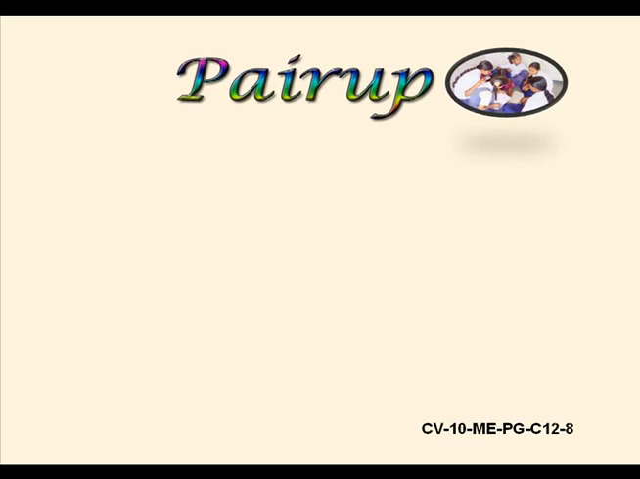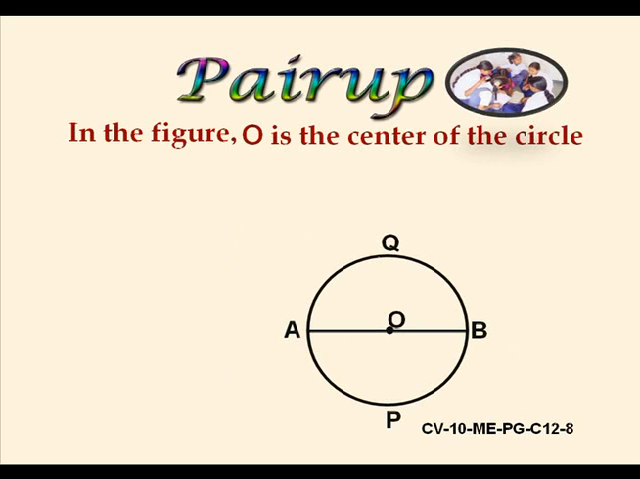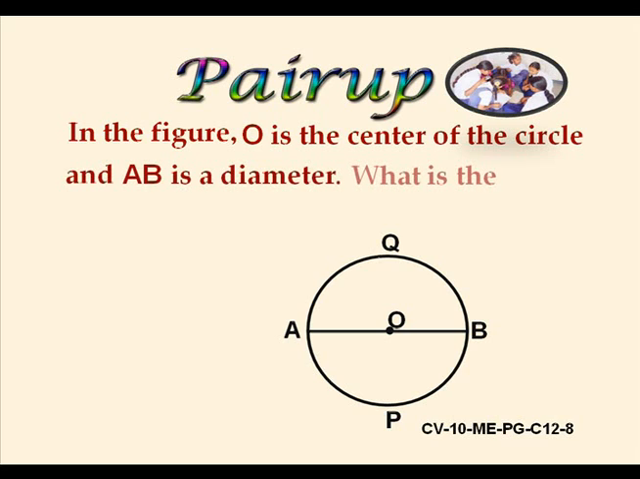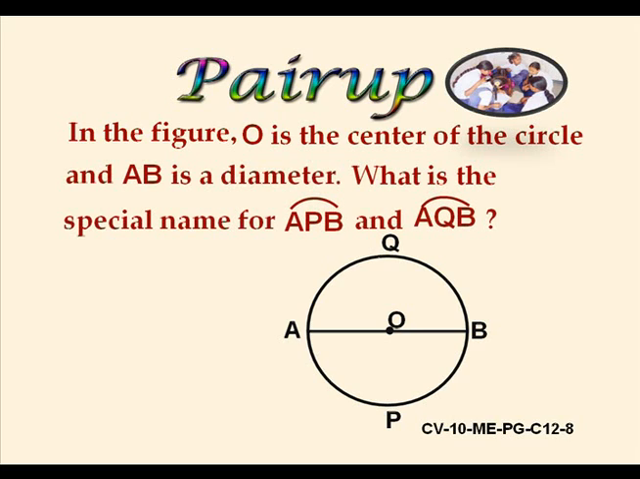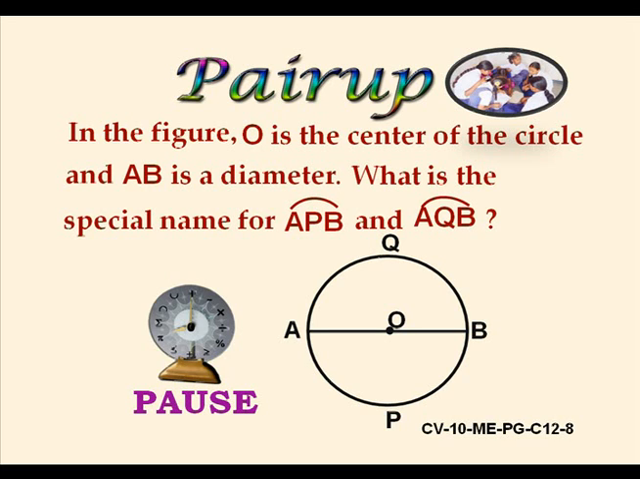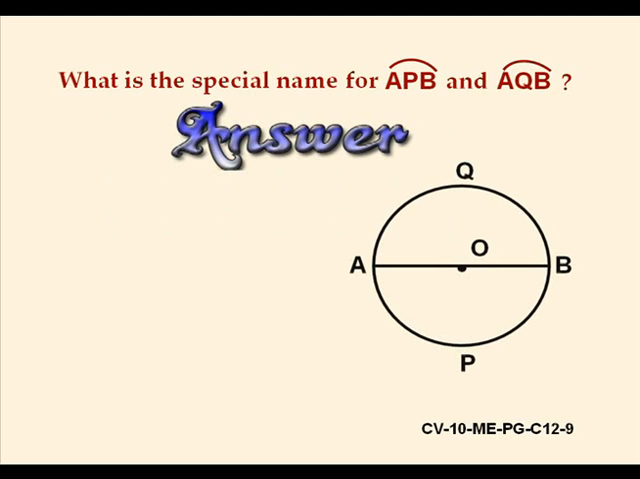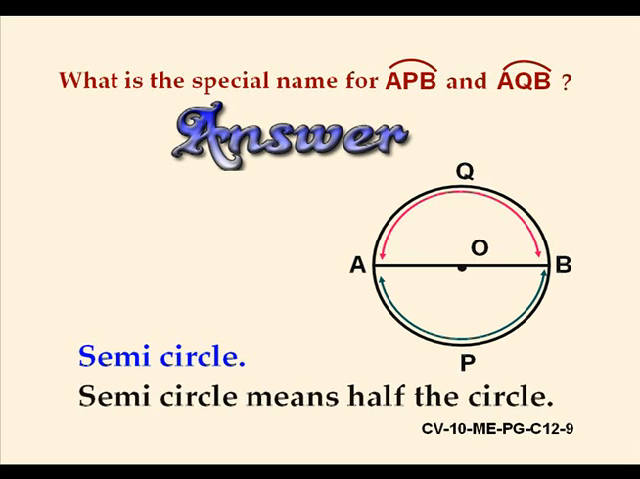Dear children, now pair up and answer. In the figure, O is the center of the circle and AB is the diameter. What is the special name for arc APB and arc AQB? Answer. Each of the arcs APB and AQB is called a semicircle. Semicircle means half the circle.